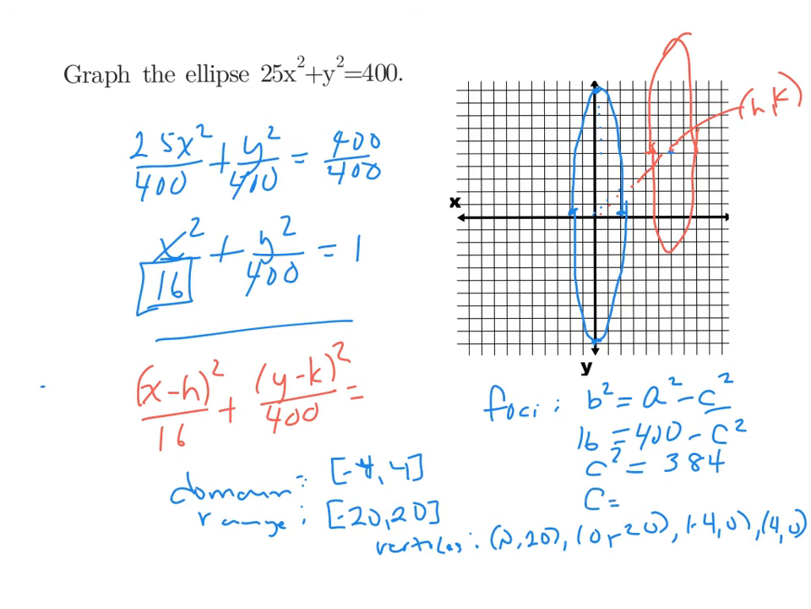C is just one value, not plus or minus, which is 8 square roots of 6. So our foci are going to be (0, 8 square roots of 6) and then (0, -8 square roots of 6), which would be somewhere here and here, just guesstimating.